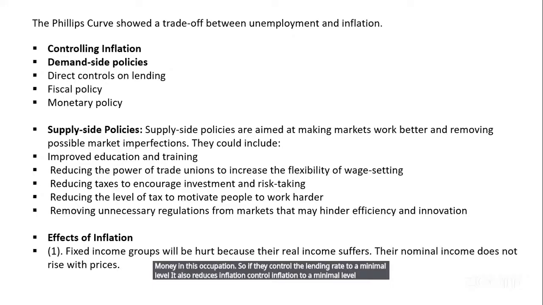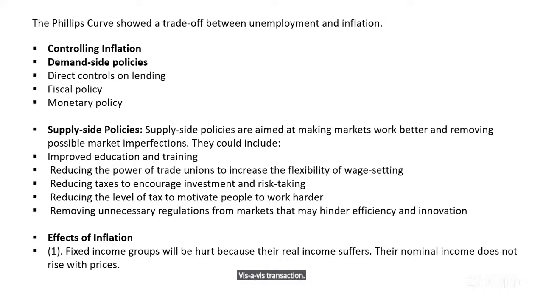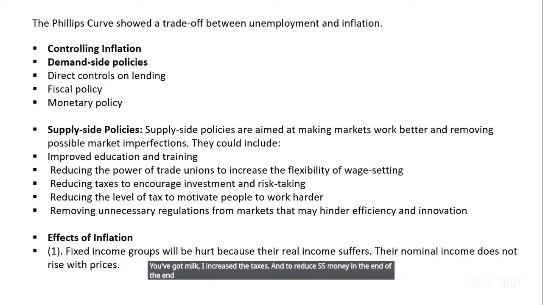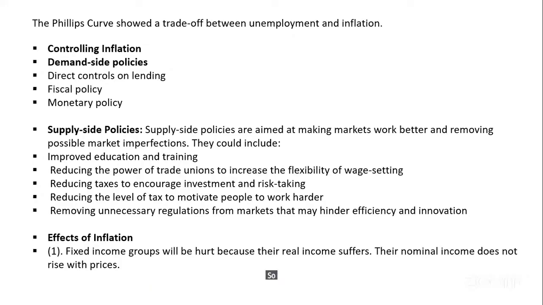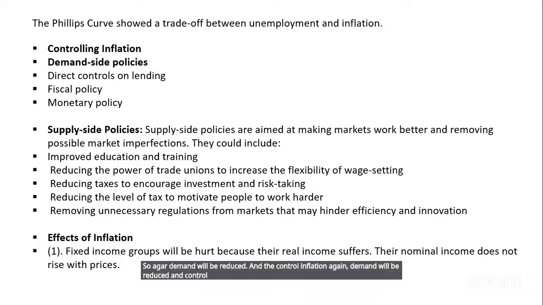Also, the second one is fiscal policy. This is where government uses fiscal policy instruments, namely taxation, government borrowing, and government expenditure. If government increases taxes, it will reduce excess money in the hands of companies and individuals. So aggregate demand will be reduced, and it will control inflation to a minimal level.